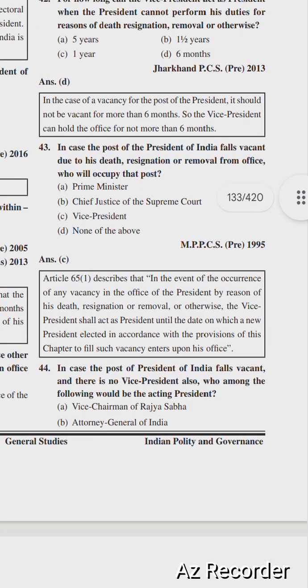So next question is, in case the post of the president of India falls vacant due to his death, resignation, or removal from office, who will occupy that post? Options are Prime Minister, Chief Justice of the Supreme Court, Vice President, none of the above. Right option is option number C, Vice President.